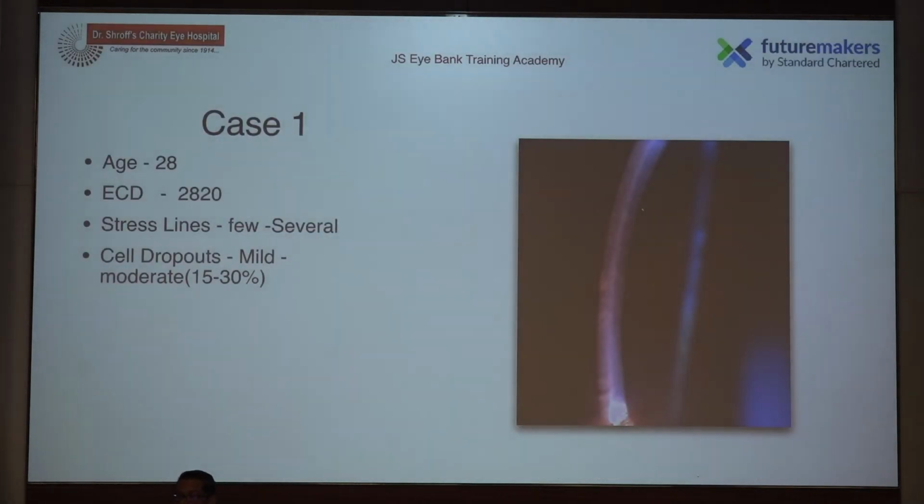I would just take you to a case where the donor was 28 years, the cell count was 2820, but there were few to several stress lines with mild to moderate dropouts. These are some cases where I would ask, what would you grade this as?